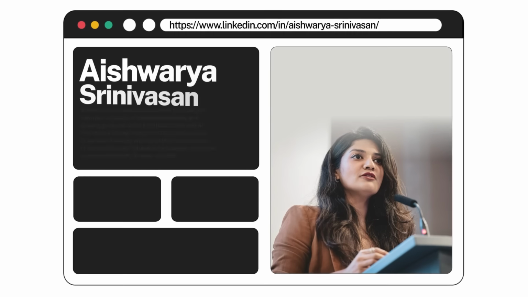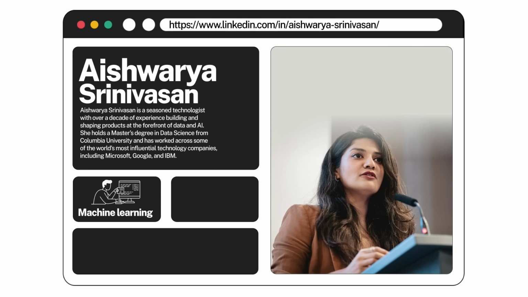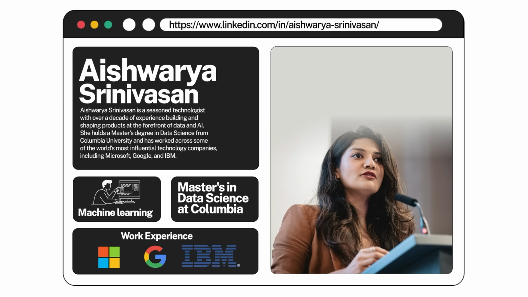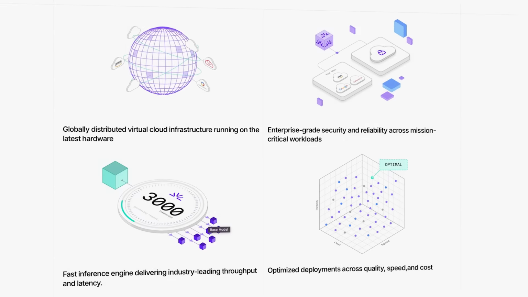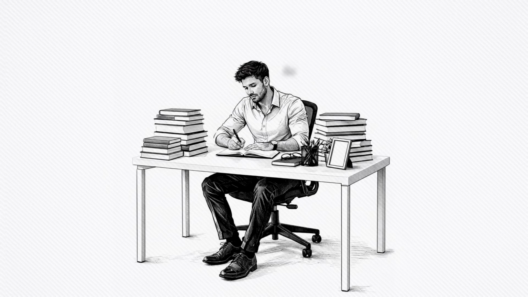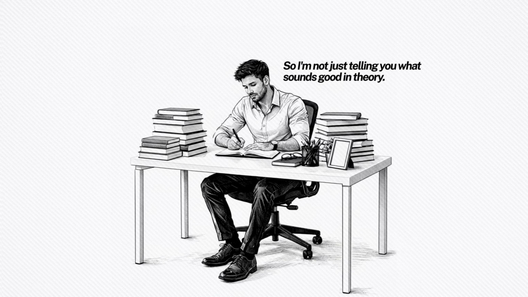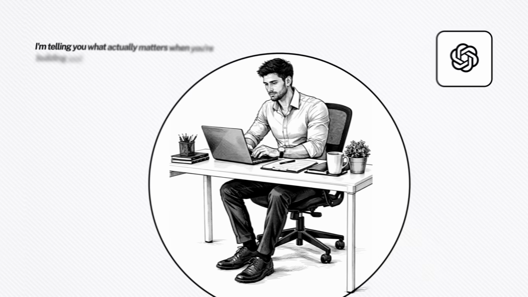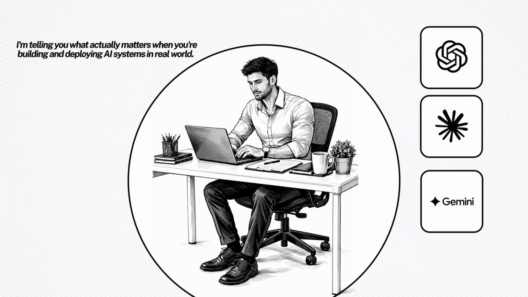If you don't know me, I'm Aishwarya Srinivasan. I have been in the machine learning and AI space for over 10 years now. I did my master's in data science from Columbia University, and I've had the chance to work at places like Microsoft, Google, and IBM. I'm leading AI developer relations at Fireworks AI, which is one of the top AI infrastructure startups right now. So I'm not just telling you what sounds good in theory, I'm telling you what actually matters when you're building and deploying AI systems in the real world.